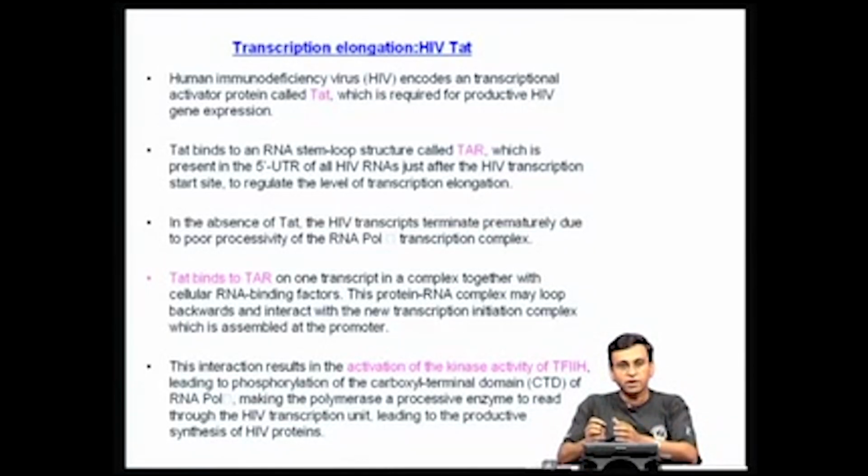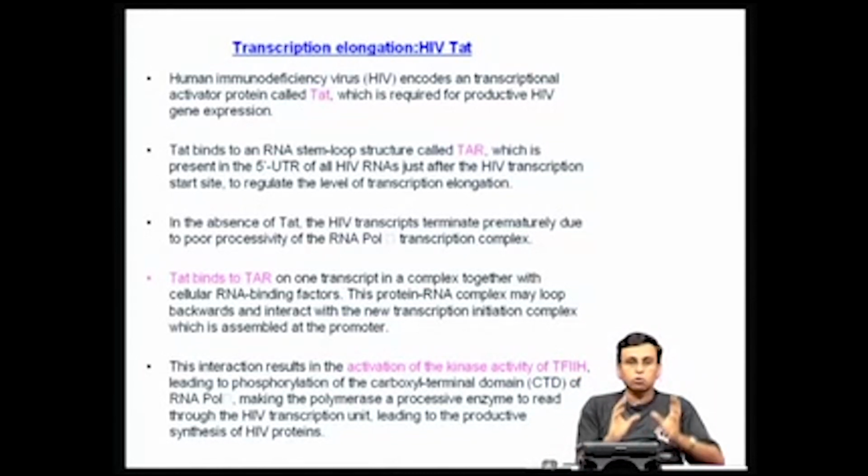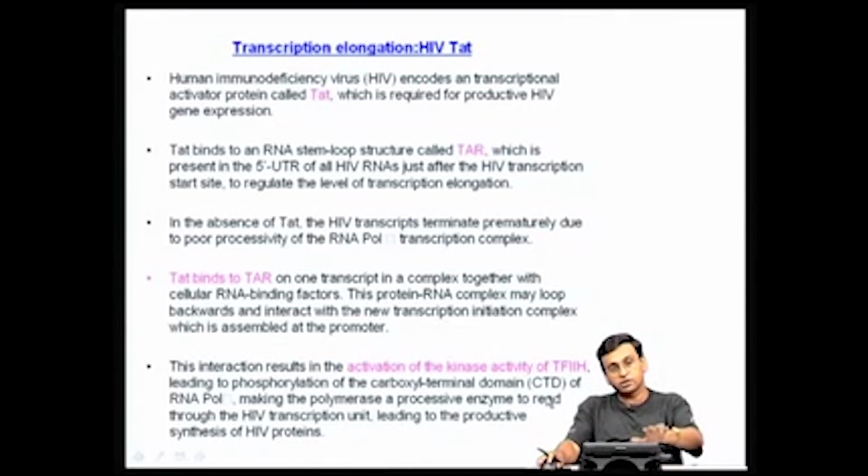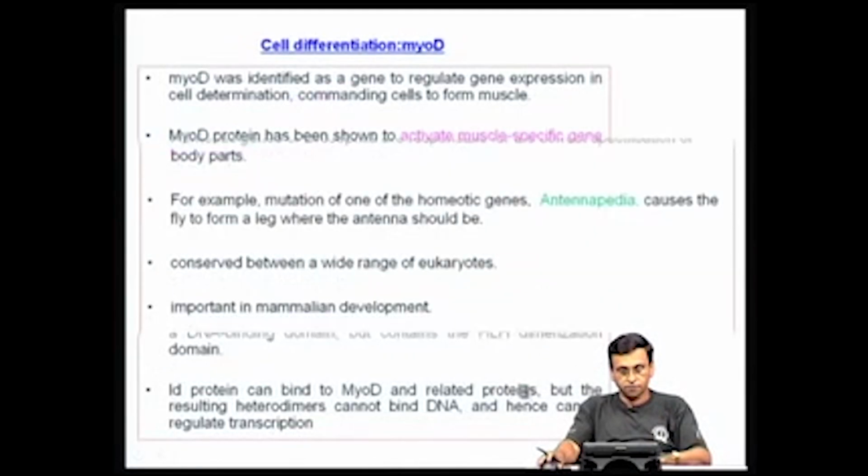It is the signal by which the RNA polymerase can now leave the initiation site and proceed further. So, here is a viral transcription activator protein which binds to a specific sequence in the viral RNA and then recruits a number of host transcription factors, ultimately resulting in the activation of RNA polymerase II phosphorylation, so that the initiation complex can now leave the promoter and the viral RNA can now be transcribed. So, here you have regulation at the stage of transcription elongation.